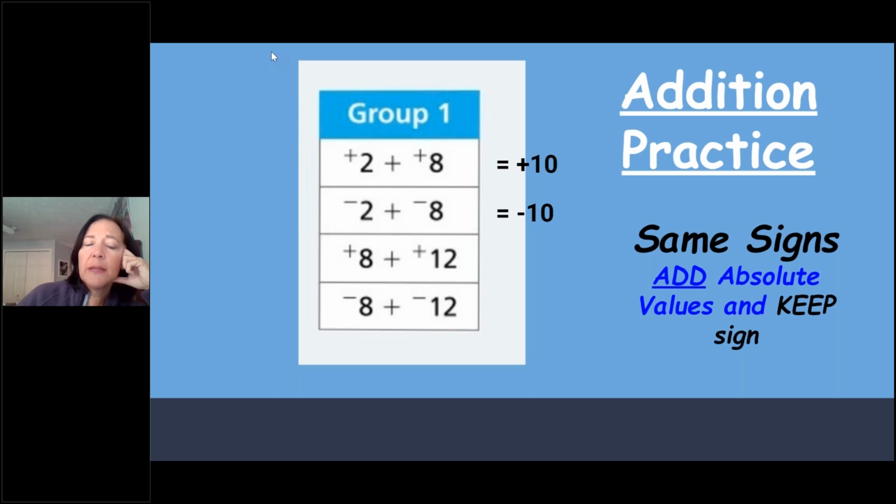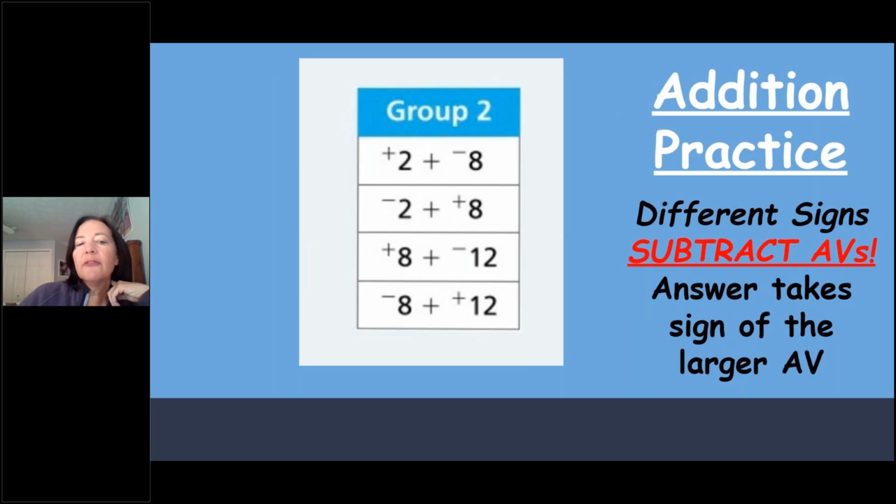How about positive 8 plus positive 12? What's that going to be? Positive 20. Nice. How about negative 8 plus negative 12? Negative 20. Nice.